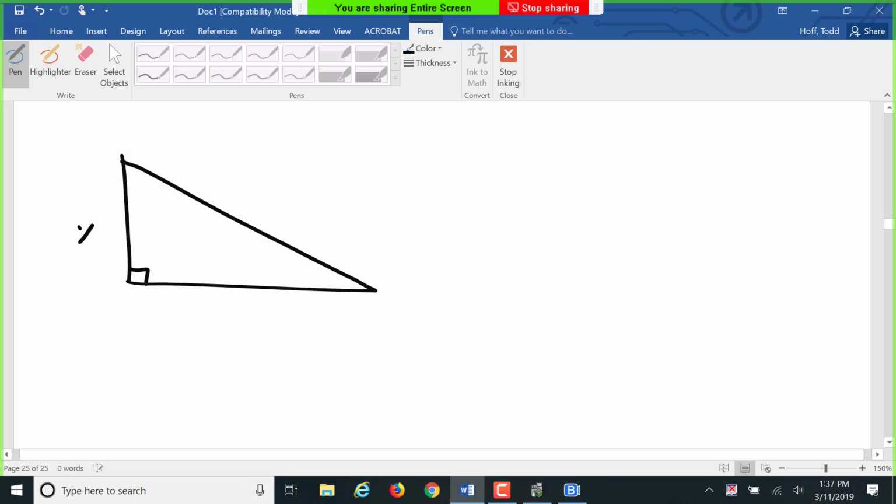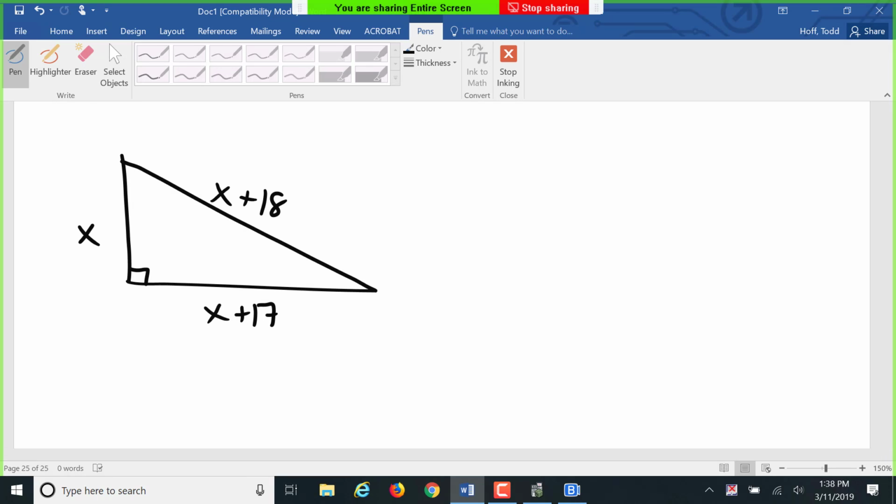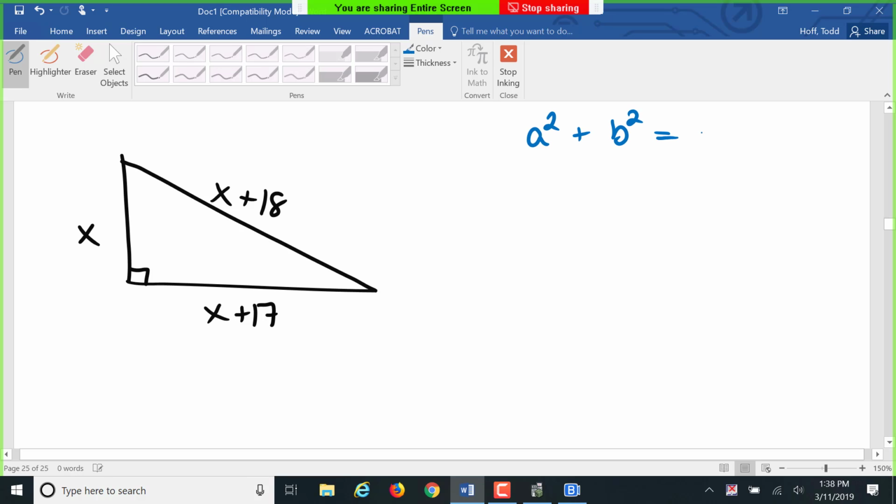Let's say that I have a right triangle that has sides of x, x plus 17, and x plus 18. I want to figure out what those sides are. Remember the Pythagorean Theorem, a squared plus b squared equals c squared, where a and b are the two legs and c is the hypotenuse? So a is going to be x, so it's going to be x squared, plus b is going to be x plus 17, so that's x plus 17 squared, equals c is going to be x plus 18, so that'd be x plus 18 squared.